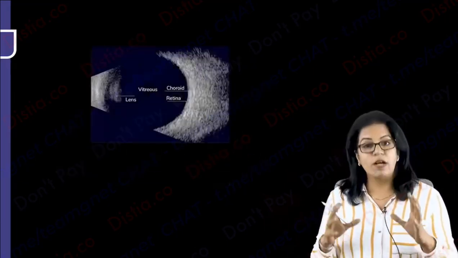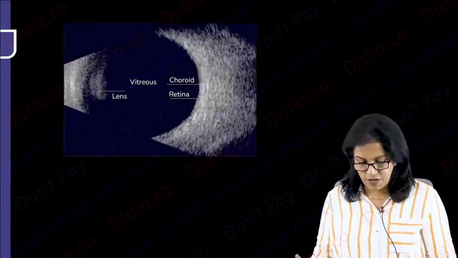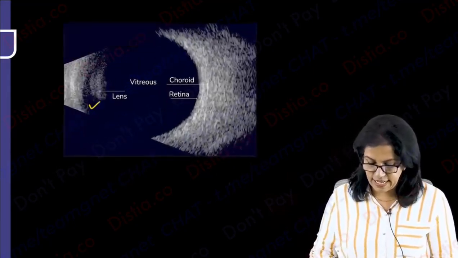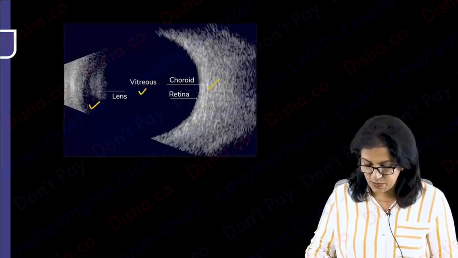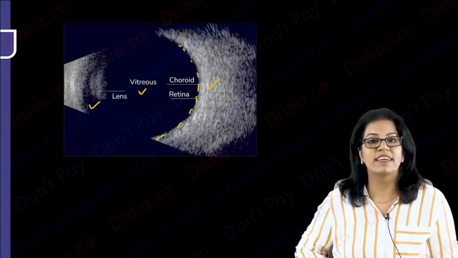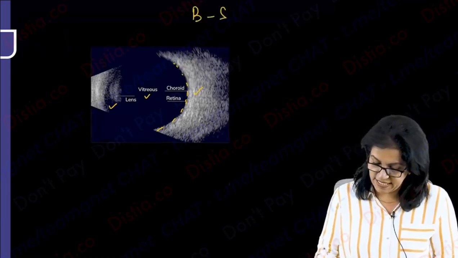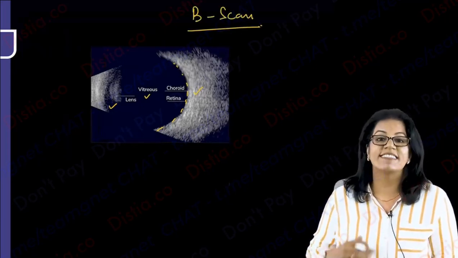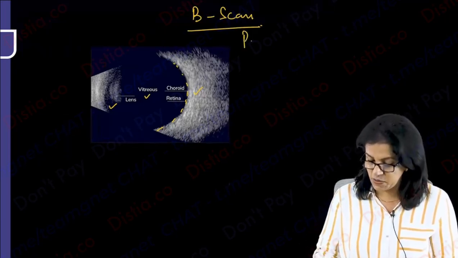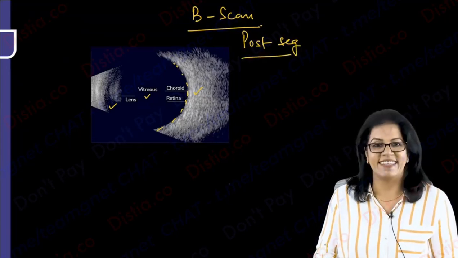Just be familiar with how a B scan looks. This is anteriorly, this is the lens, vitreous, this becomes your choroid, and this uppermost line is your retina. So this is an ultrasound B scan. It is used to see structures behind the lens, that is, the posterior segment of the eye.